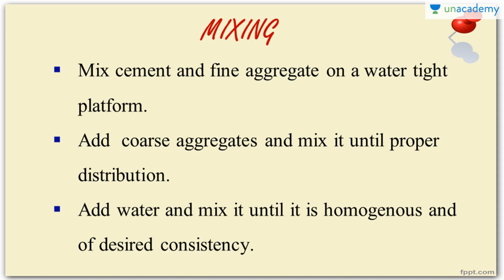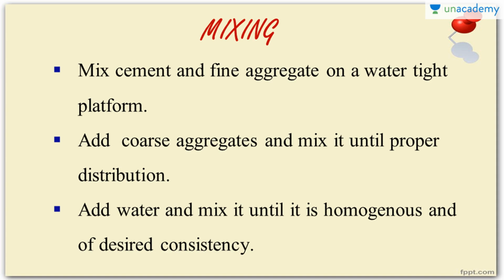Now after that, there is a particular method for mixing. If you follow this, we can easily understand if there is any problem in the mix, and also we'll get a very good homogeneous and a really thick mix. A proper mix can be obtained by following these mixing steps. First and foremost, mix the cement and fine aggregate on a watertight platform. That is, mix both the cement and fine aggregate in a dry condition, until it becomes a single unit. That means a homogeneous mixture of a single color, most probably a grayish color.